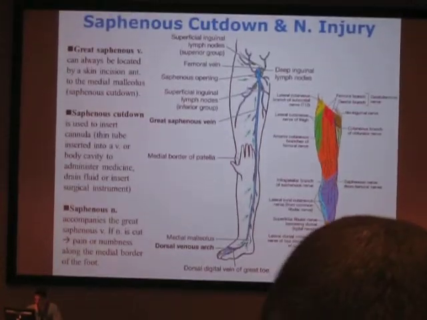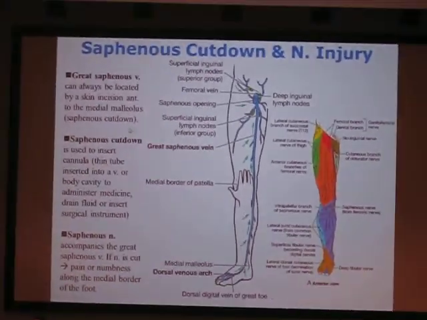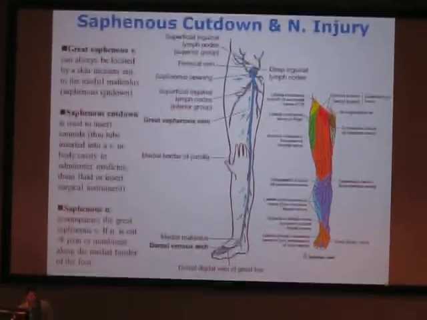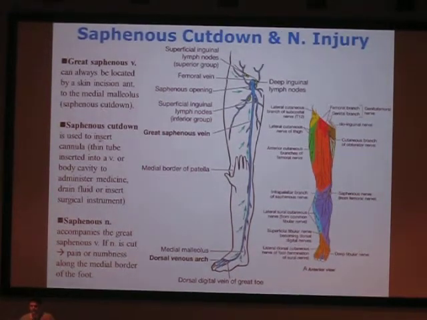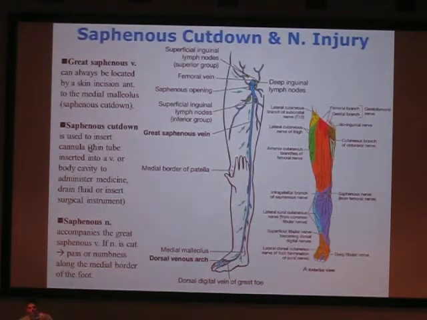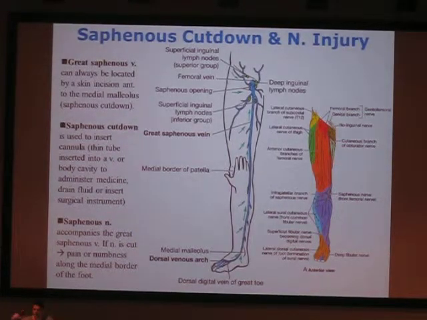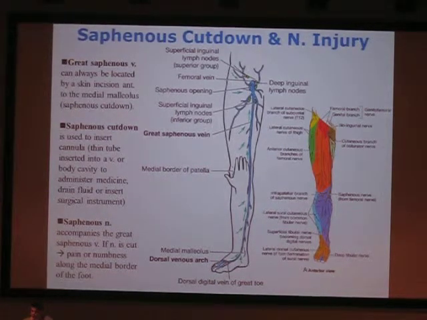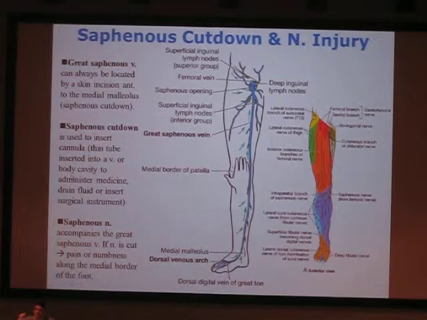of a part of the medial malleolus. And a saphenous cut down is just basically making an incision in that area, and a cannula is a thin tube that you put into this particular vein or others, and you can basically administer medicinal fluids, drain fluid from an area, and kind of put in surgical instruments into the area to, let's say, clear up certain blockages or something that might be nearby and around.